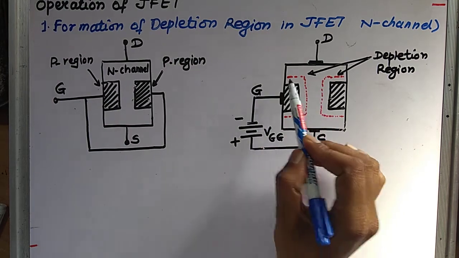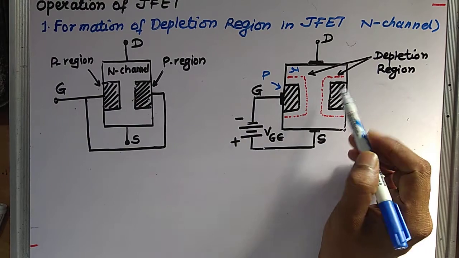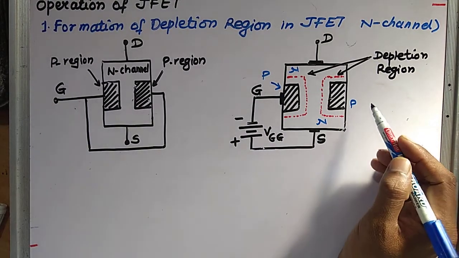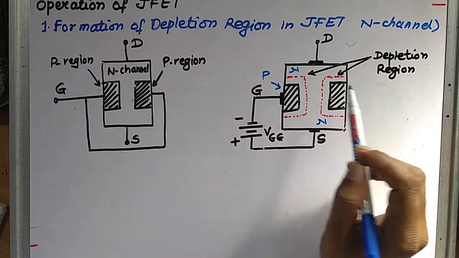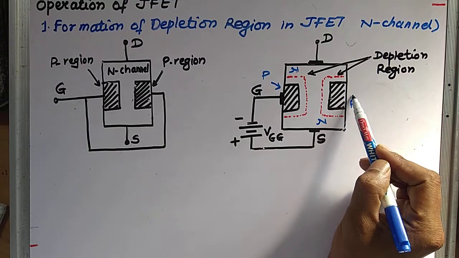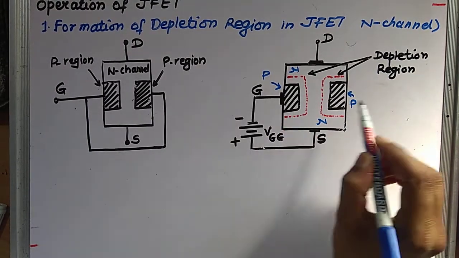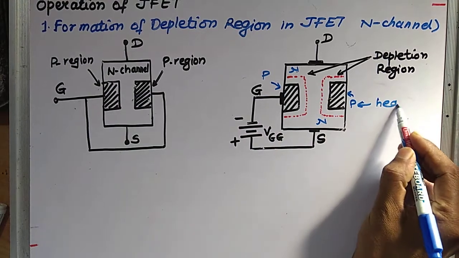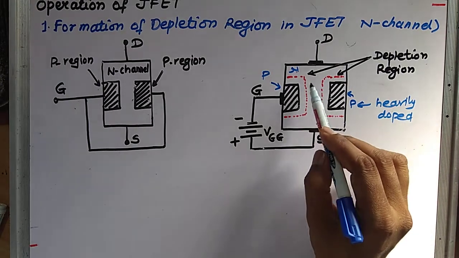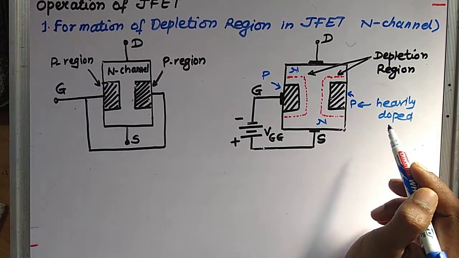Now this is a p-n junction. This is p and this is n. Again this is n and this is p-type. So as I have mentioned earlier, two p-n junctions. This is one p-n junction and this is another p-n junction. Now we know that this p-type is heavily doped as compared to this n-type channel. P-type is heavily doped.